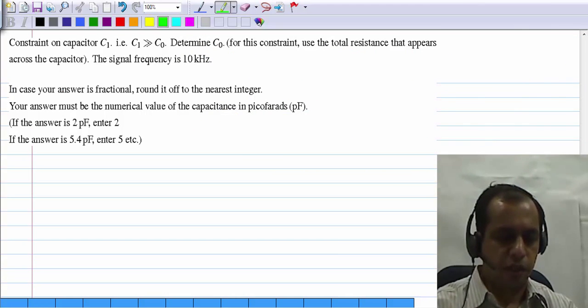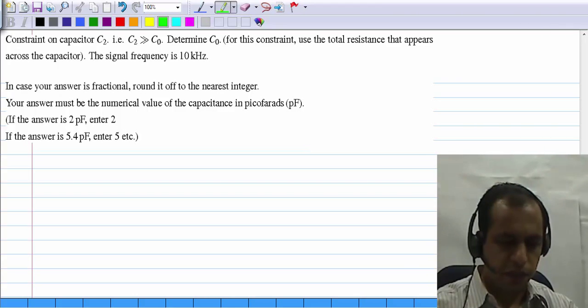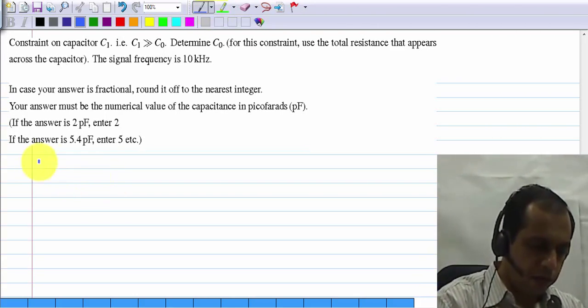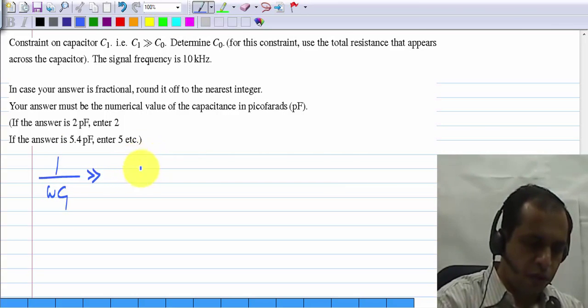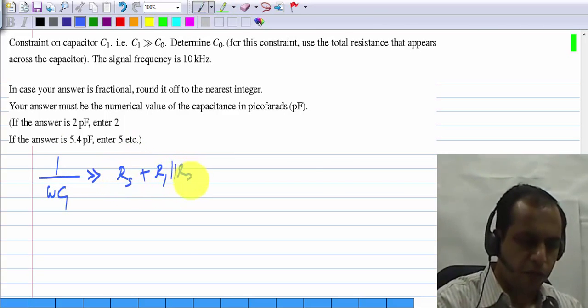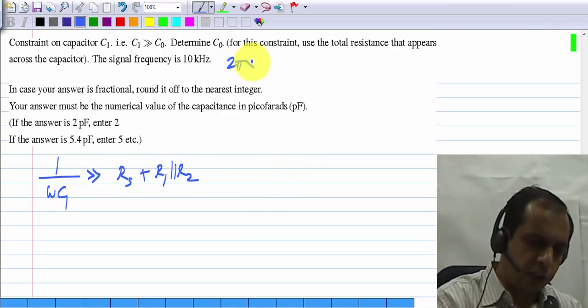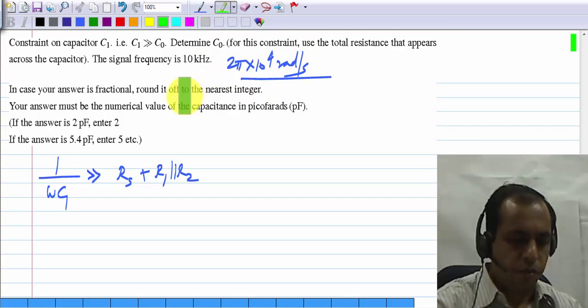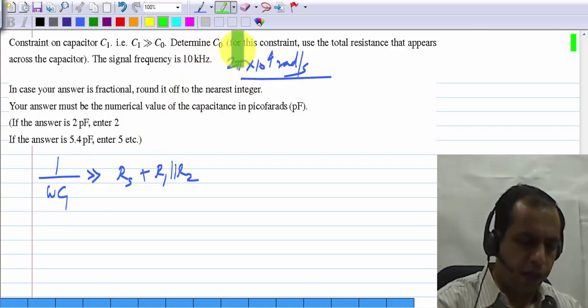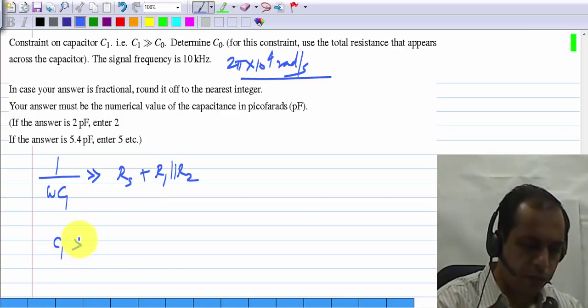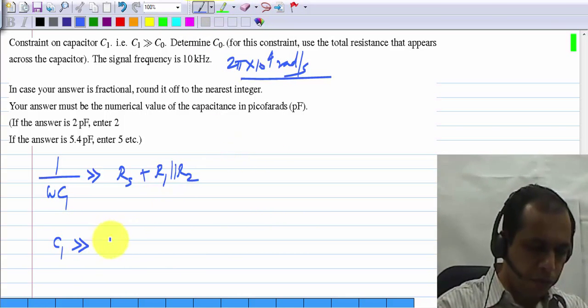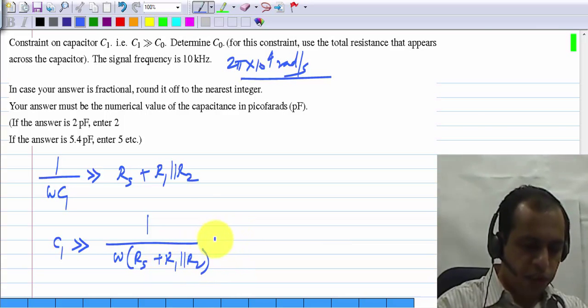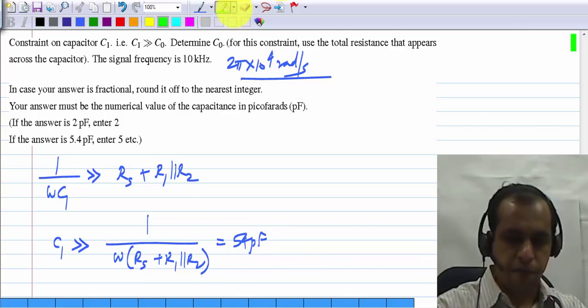Next you have to find the constraints on capacitors. So first you are asked for capacitor C1 and then C2. So you know that 1 over omega C1 must be much more than Rs plus R1 parallel R2. And omega is 2 pi times 10 to the 4 radians per second. Please do not confuse between hertz and radians per second. This omega is 2 pi times the frequency in hertz. And if you evaluate this, C1 has to be much more than 1 over omega times Rs plus R1 parallel R2. This is 54 picofarads.